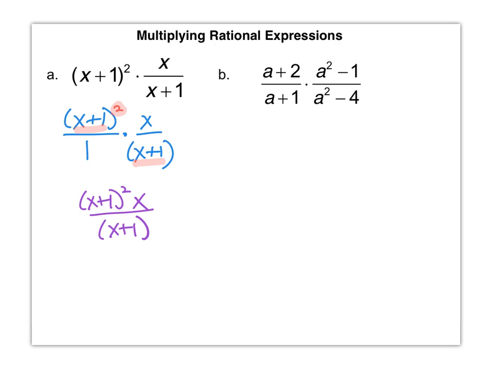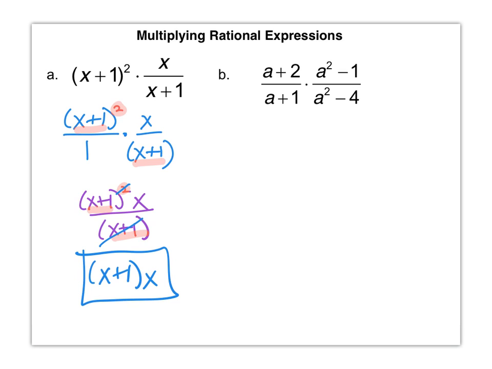Now we're going to simplify the x plus 1 squares. Since there's 2 of them in the numerator, when we divide out, we'll divide out with 1 in the numerator. So we end up with an x plus 1 in the numerator and an x, and then that x plus 1 in the denominator will cancel out with one of those x plus 1s in the numerator. This is our answer simplified. Let's look at part B.